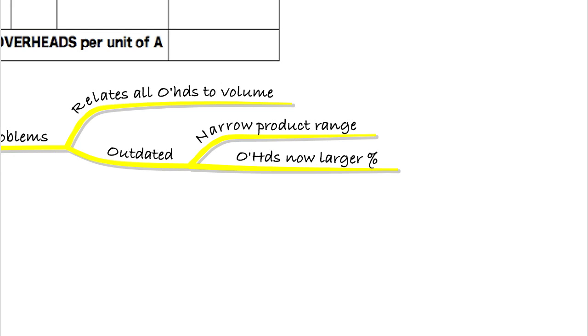Think of a car production line now, and we think of machines. Those machines will take energy. That energy is an overhead. So overheads are now a big part of the total cost of production. So absorption costing really doesn't do as well when it comes to allocating out those overheads.